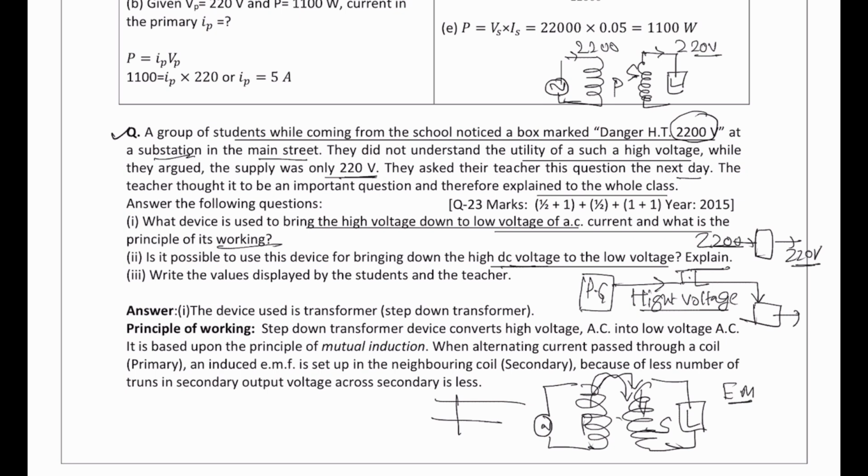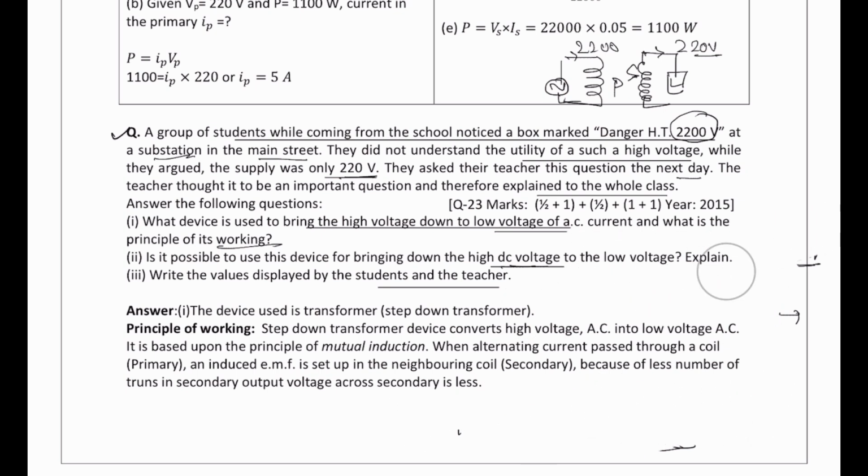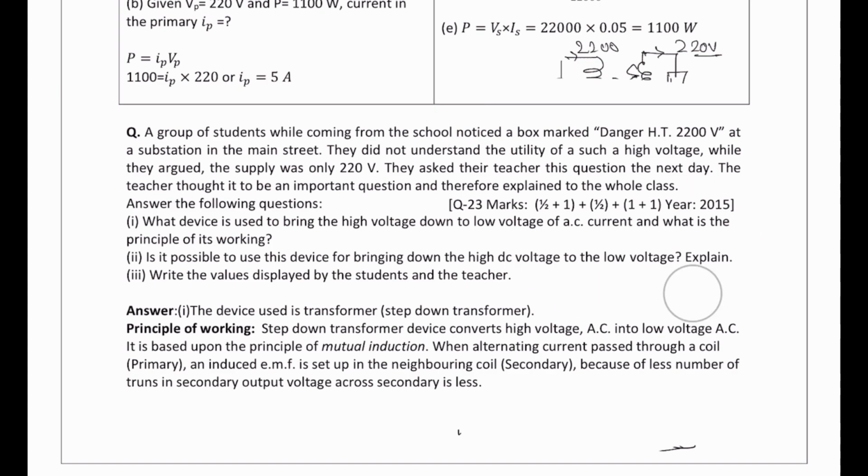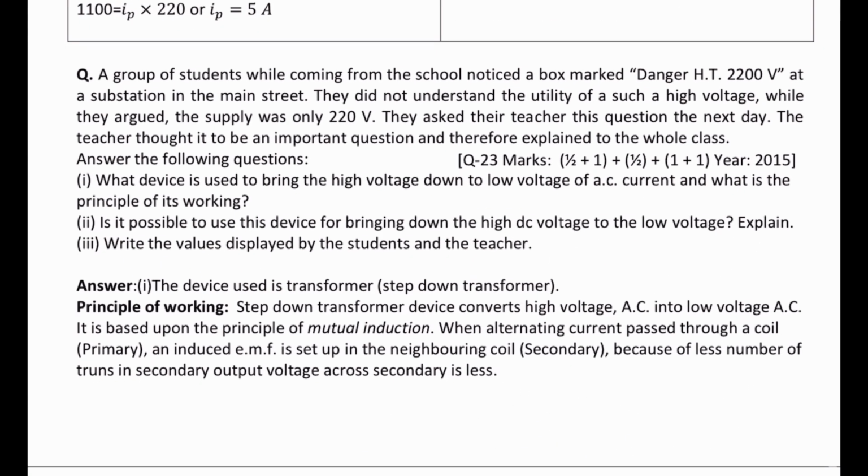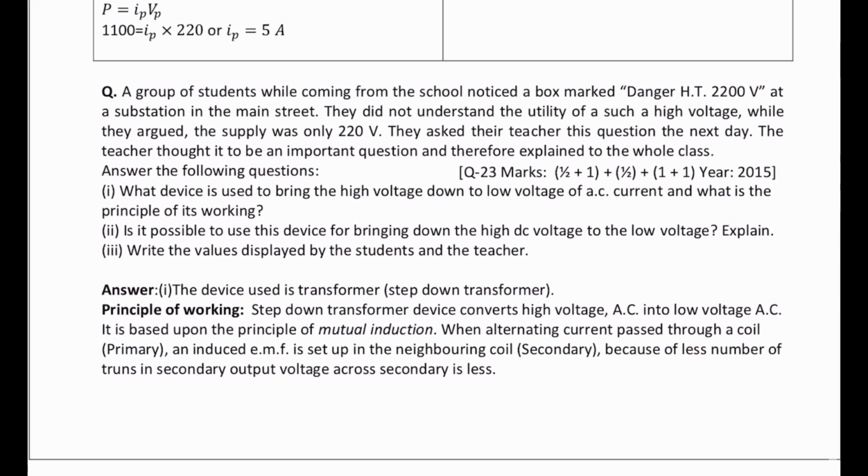Write the values displayed by the students and the teacher: an inquisitive mindset and scientific temperament. So just take the screenshot of the answer. I have explained it in detail. It is a step down transformer. I am making it bigger so that you can take the screenshot. So this question is answered now.